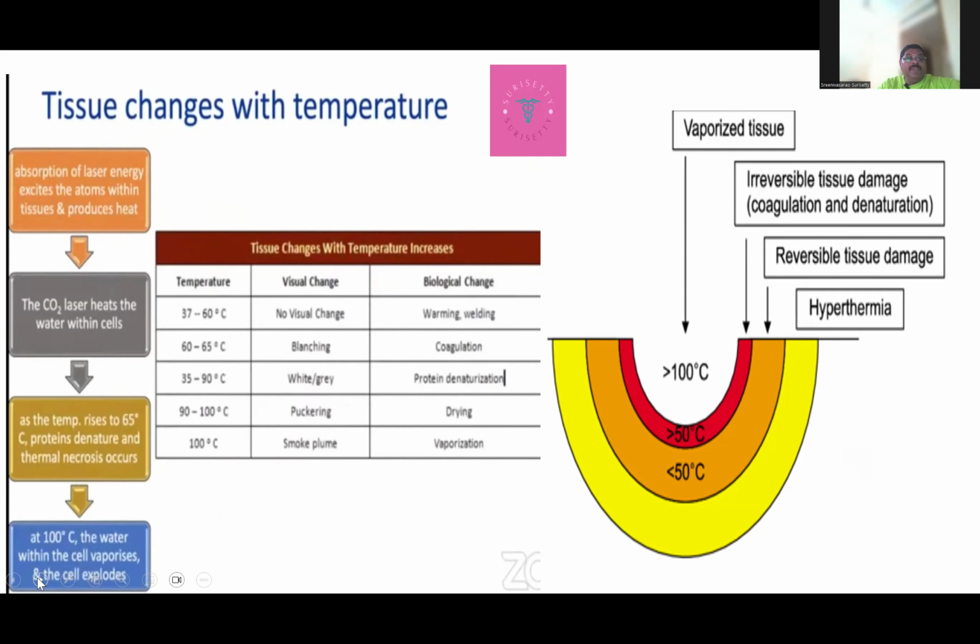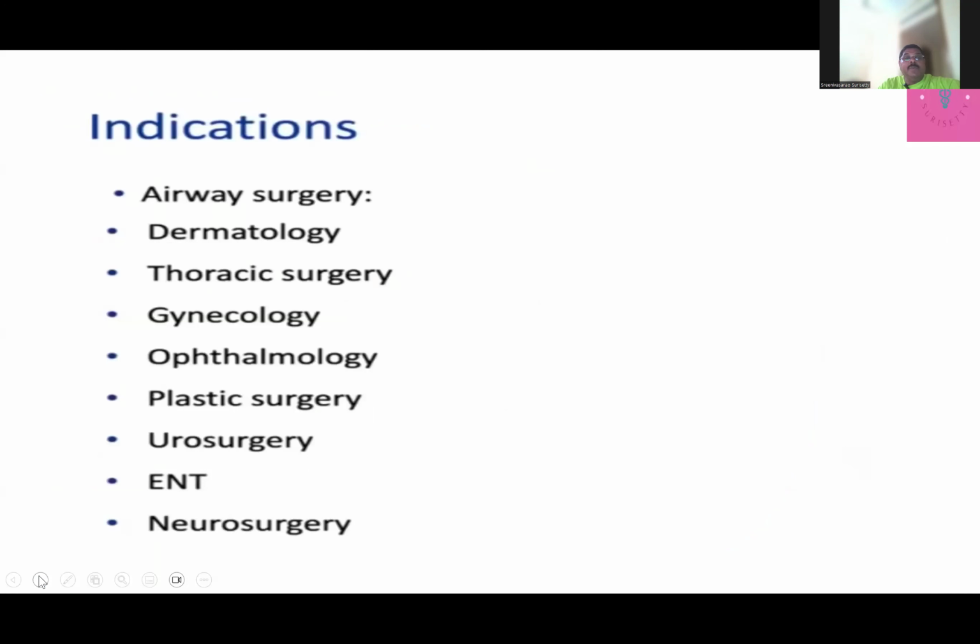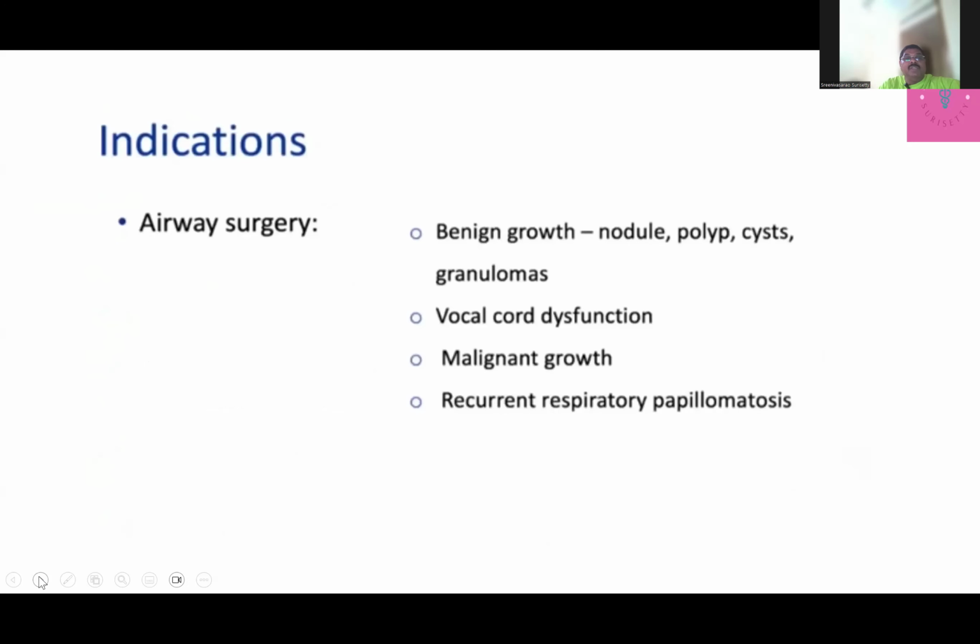So the main thing is it will increase the temperature here, and at different temperatures, different tissue reactions will be present. So what are the indications of laser surgery? Airway surgery, dermatological surgery, thoracic surgery, gynecology, ophthalmology, plastic surgery, neurosurgery, ENT. These are all the different surgical and medical conditions where we can use the laser regularly.